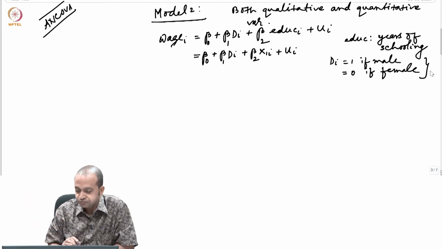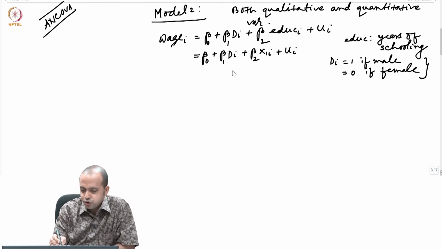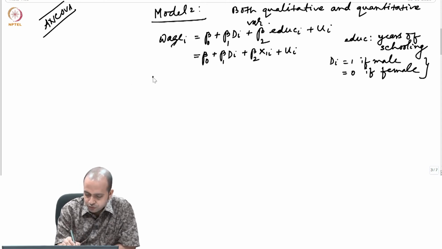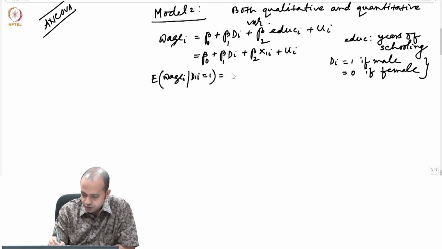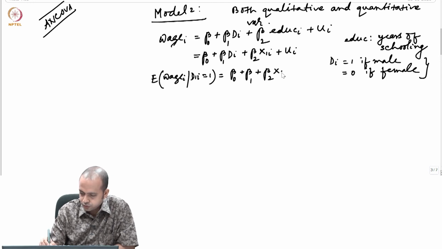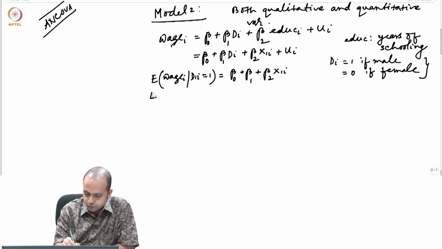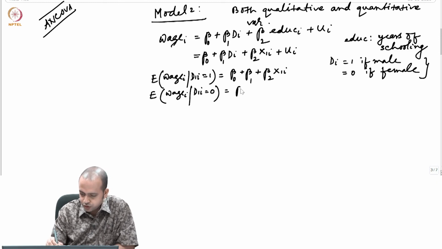So, now once again you have to get the interpretation of beta 0, beta 1 and beta 2. So, the expectation of wage given Di equals 1 becomes beta 0 plus beta 1 plus beta 2 X1i, and the expectation of wage given Di equals 0 becomes beta 0 plus beta 2 X1i.